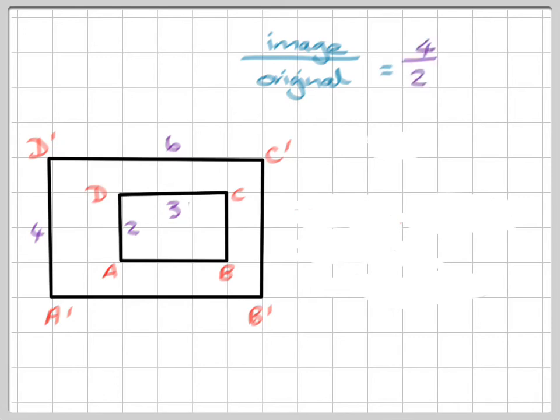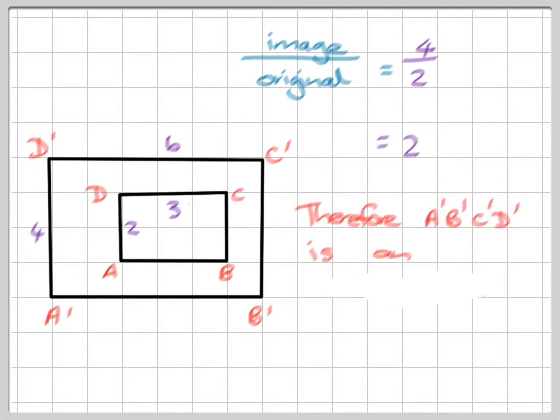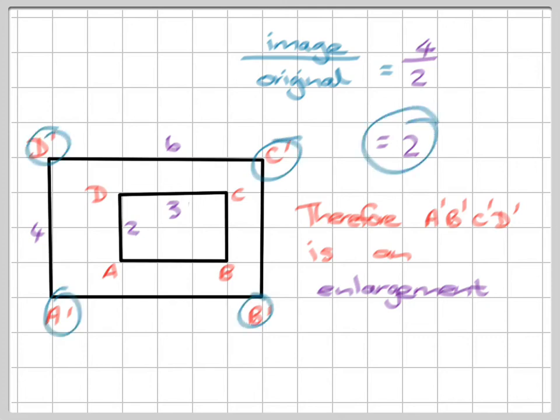We'll take this 4 over this 2. So we've got 4 over 2, and we're going to find out what our scale factor is. 2 can go into 4 twice, which means it's bigger than 1, which means it's an enlargement. So therefore, image ABCD is an enlargement. You can see the image is the bigger one. Here it is here. So you can prove it using your scale factor, and that's the formula that you use.